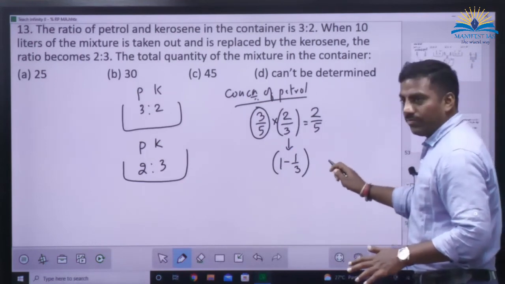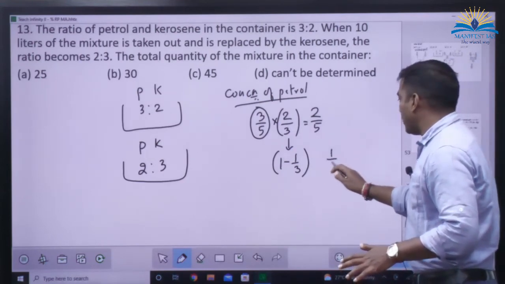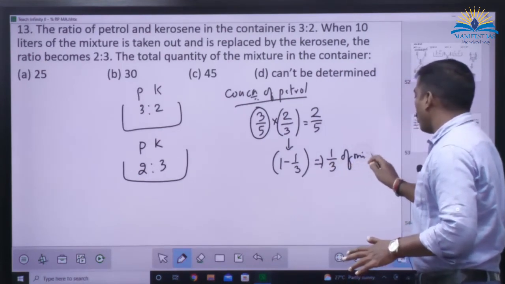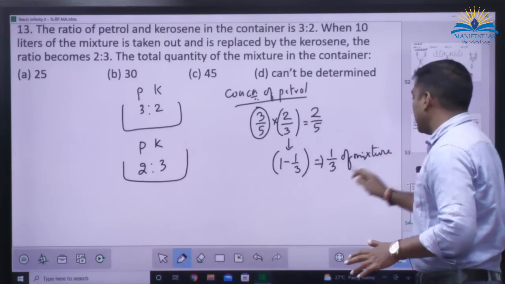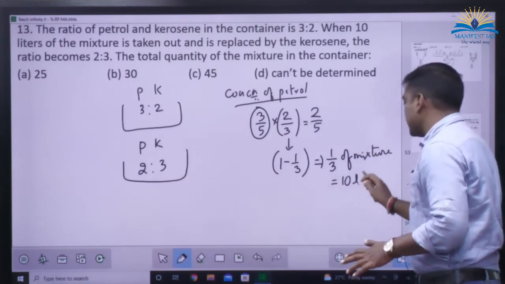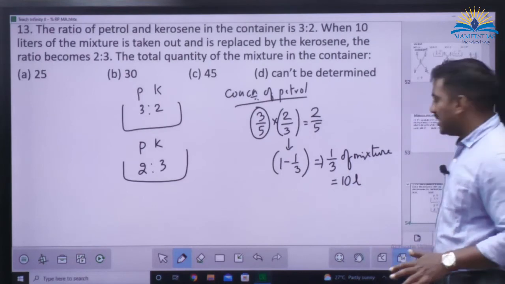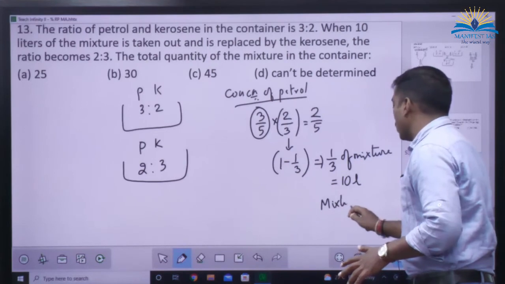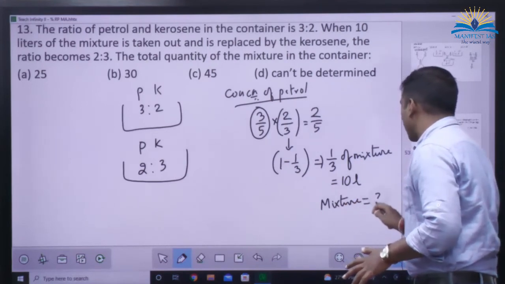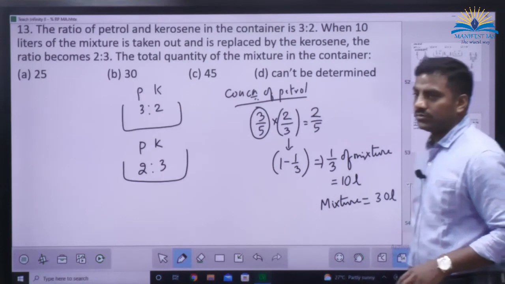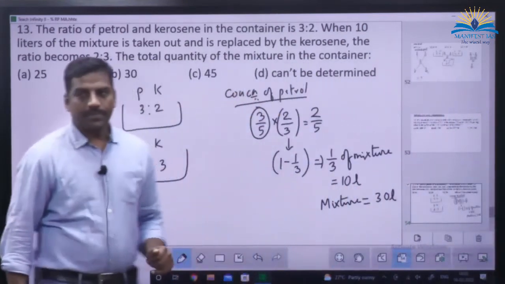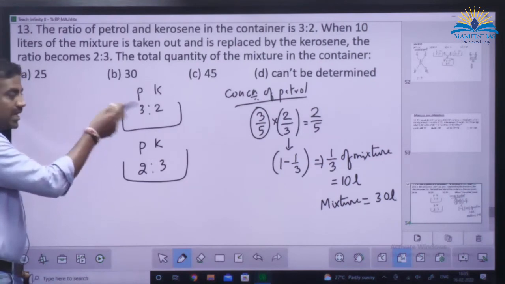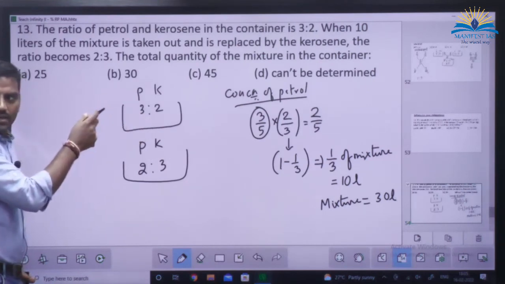First, write this down. 1/3 of mixture is equal to 10 liters. You write this. Then mixture is equal to 30 liters. I'll show you the practicality. Totally 30 liters of petrol and kerosene is there.